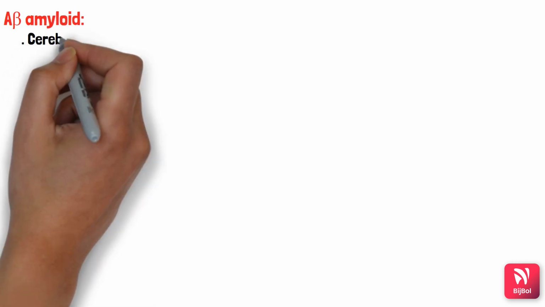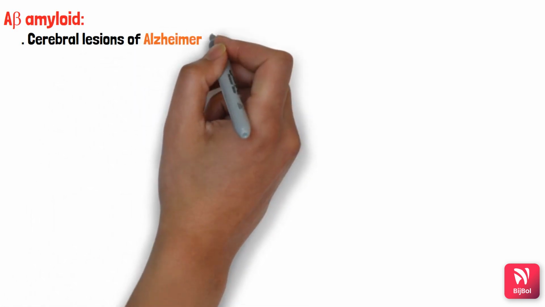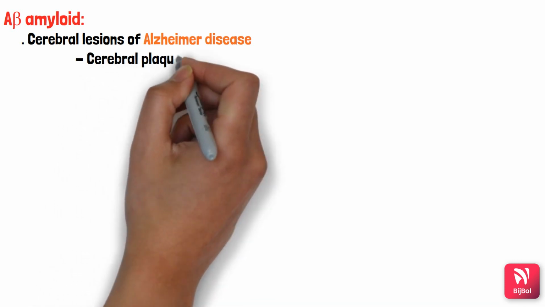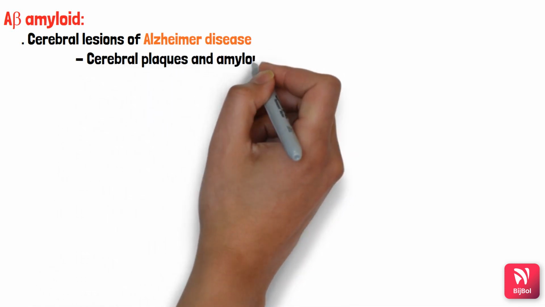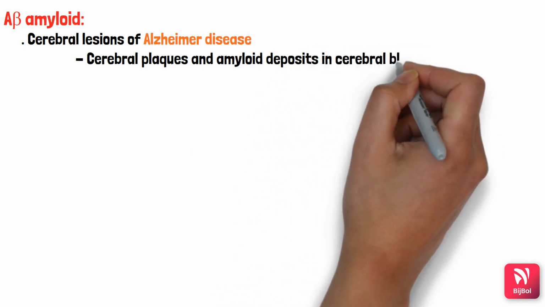Okay, next fibril protein is A beta amyloid. Actually this is seen in cerebral lesions of Alzheimer's disease. So in Alzheimer's disease, what happens is some cerebral plaques will be formed, and around the blood vessels also amyloid deposits will be seen.